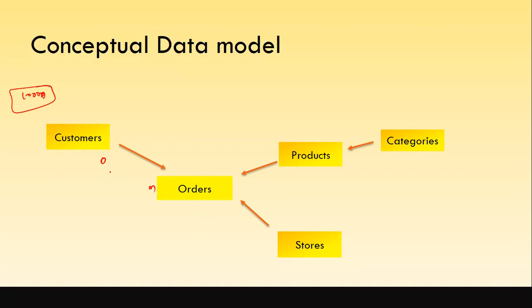Some days they order it, some days they don't order it. That's the reason I mentioned zero. Customers place zero or more orders. So an order is placed by one or more customers. When it comes to an order, at least one customer should have ordered, right? So one or more customers.